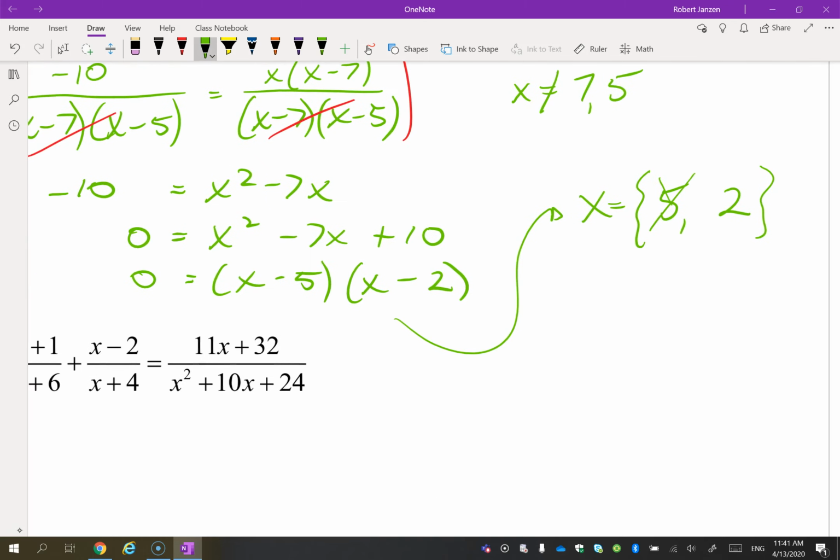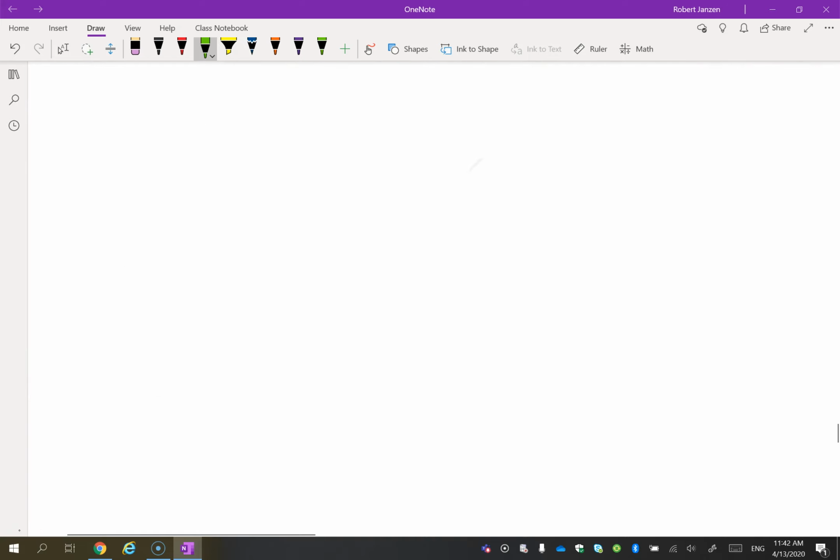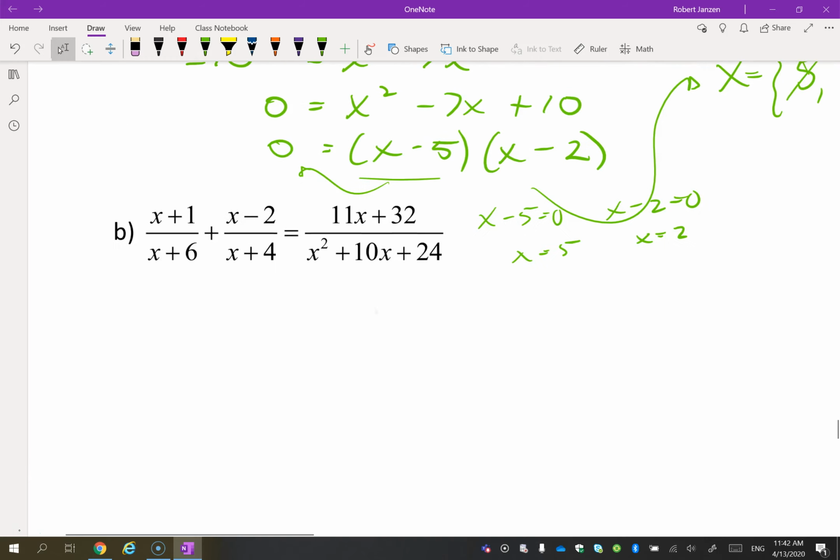Just to be clear, why are the answers 5 and 2? Well, if I want this to equal 0, that means either x minus 5 equals 0 or x minus 2 equals 0. So that's where I'm getting 5, and that's where I'm getting 2. Alright, last one for this unit. Looks a little more complicated, but it's the same idea.